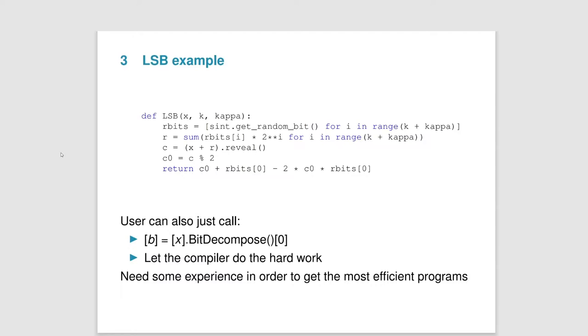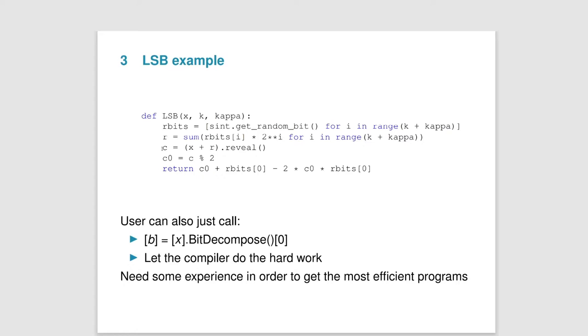So you first define the least significant bit function, which takes as arguments x, k, and kappa. First step is you want to construct R from its bit decomposition. So you first ask for the bits themselves, secret bits, by using this command sint.get_random_bit, and you want K plus kappa of them to make sure that you correctly hide the x value, which is on K bits, right? And so then you compute your R value from these bits. That's pretty straightforward. And you use your mask to mask x and reveal this expression. So now c is a random looking value which we can use in further computation.